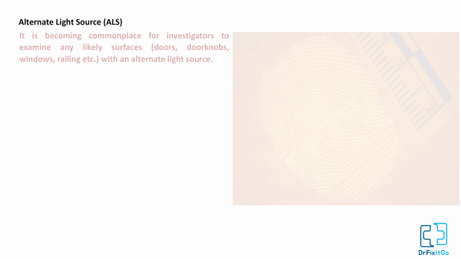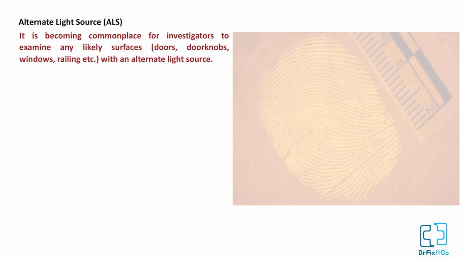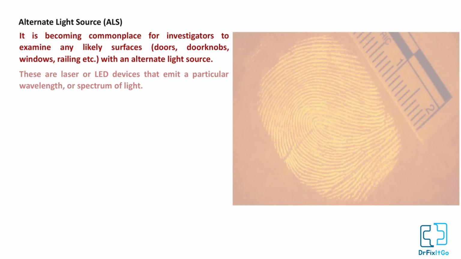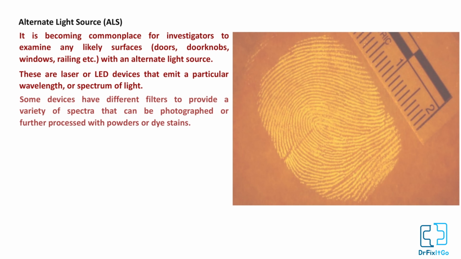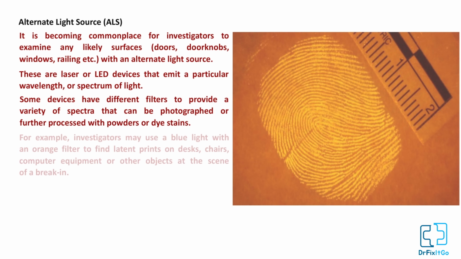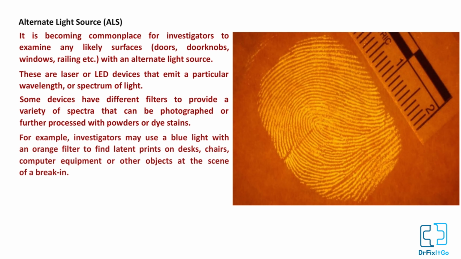Alternate light source. It is becoming more commonplace for investigators to examine any likely surfaces like doors, doorknobs, windows, railings, etc. with an alternate light source. These are laser or LED devices that emit a particular wavelength or a spectrum of light. Some devices have different filters to provide a variety of spectra that can be photographed or further processed with powders or dye stains. For example, investigators may use a blue light with an orange filter to find latent prints on desks, chairs, computers, equipment, or other objects at the scene of a break-in.